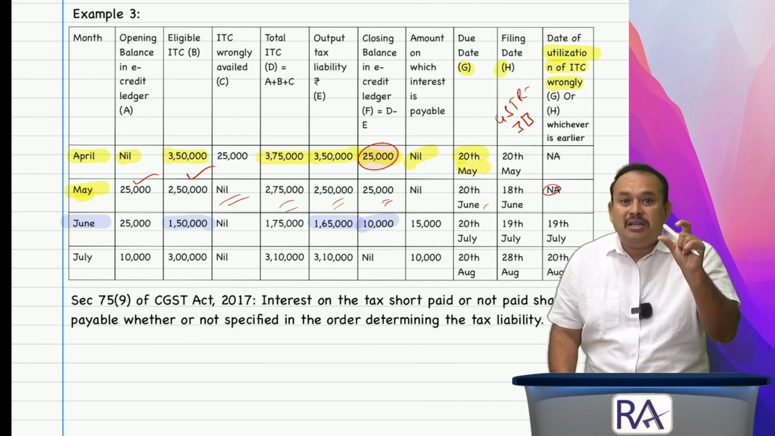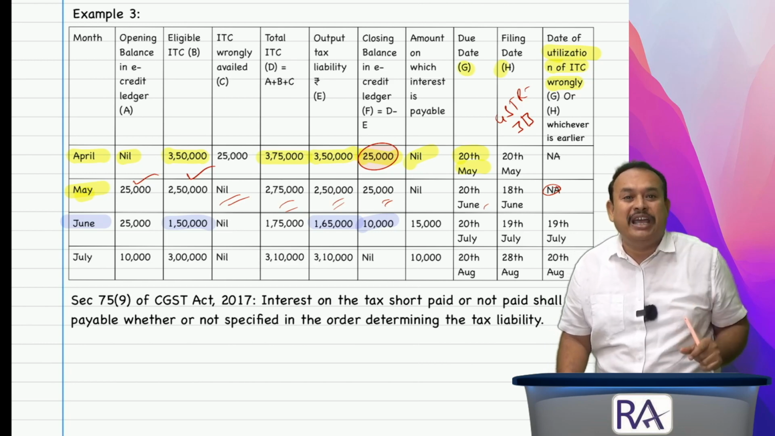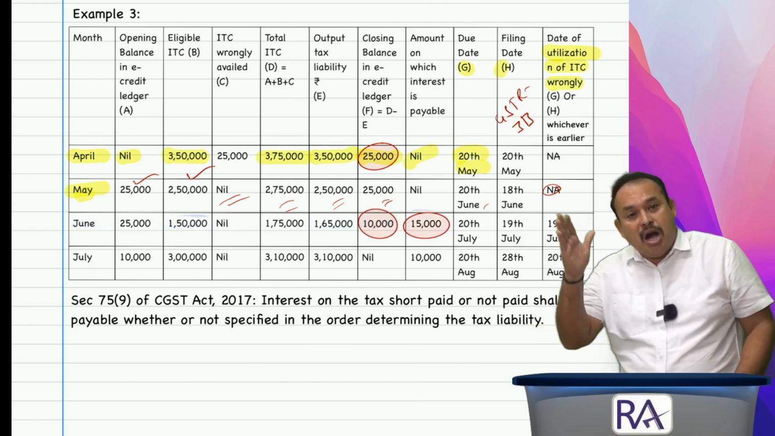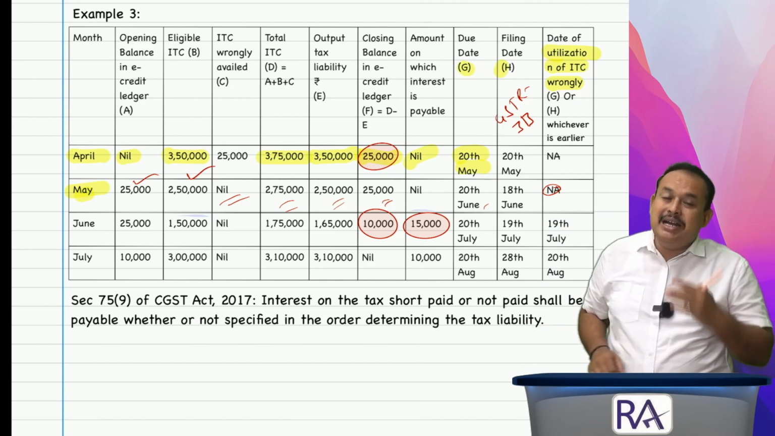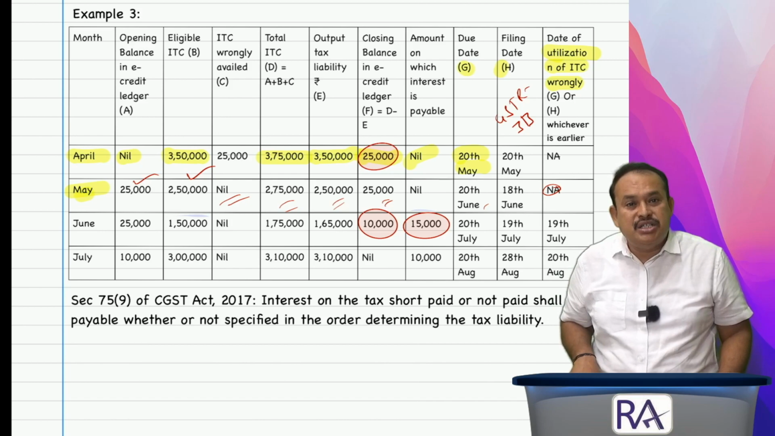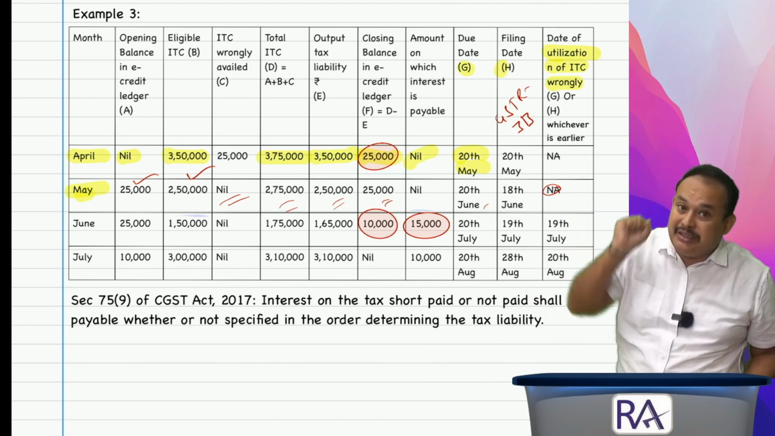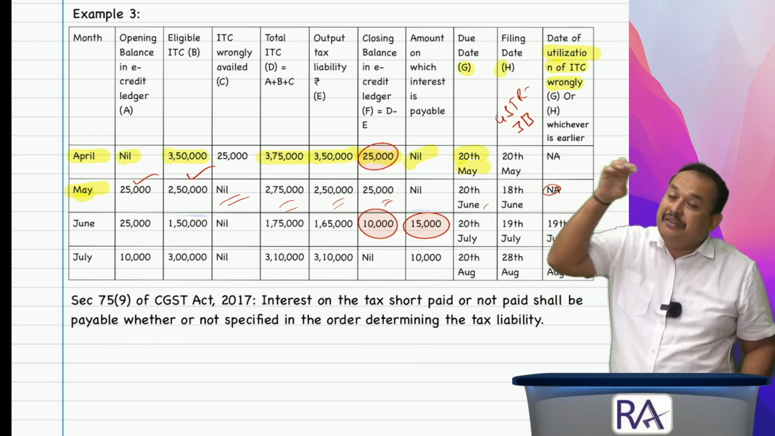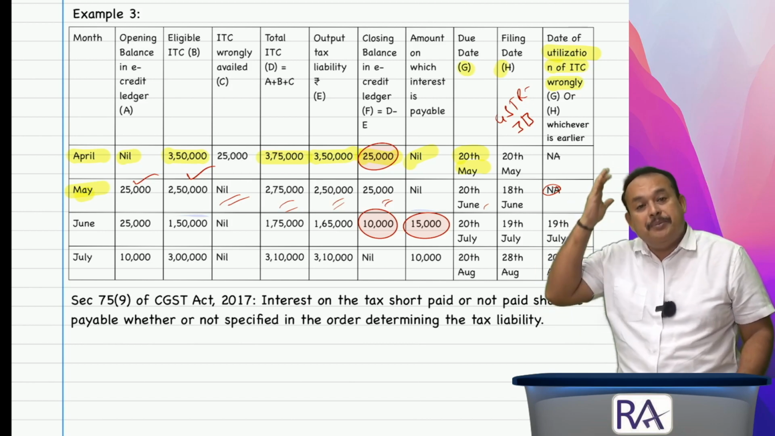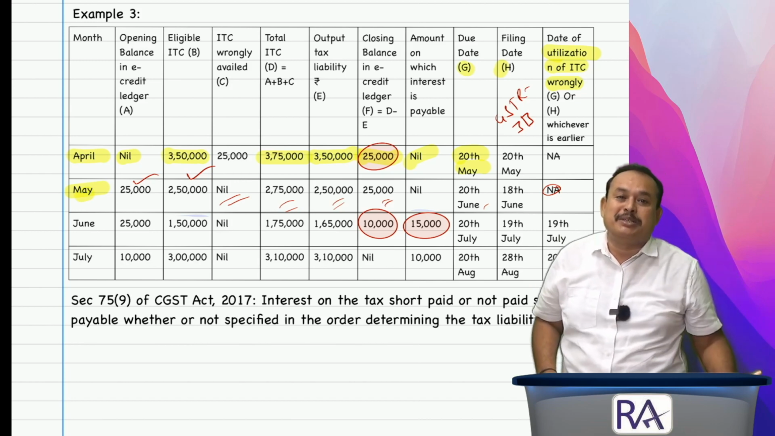That is what here is the utilization of input tax credit wrongly. From the date of that utilization till the date of payment, you have to pay interest on such amount wrongly utilized. What is the amount wrongly utilized? 15,000. On that 15,000, at the rate of 24% per annum, from the date of wrongful utilization till the date of payment, you have to pay interest.